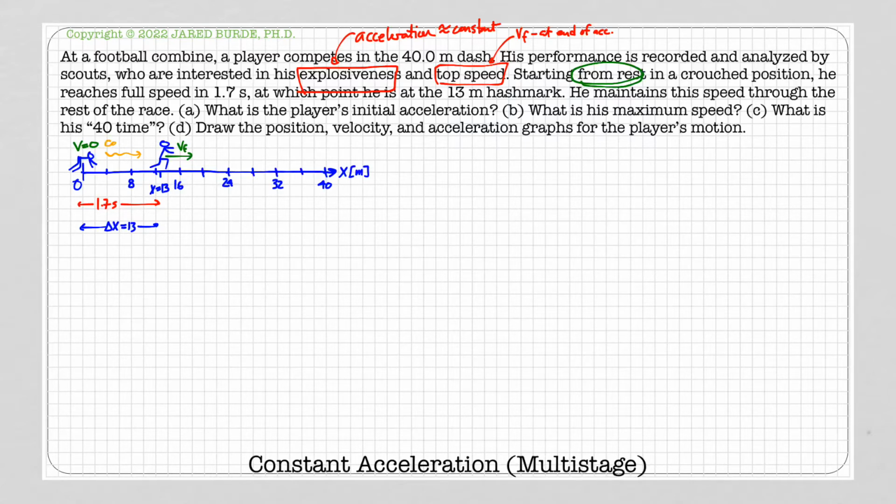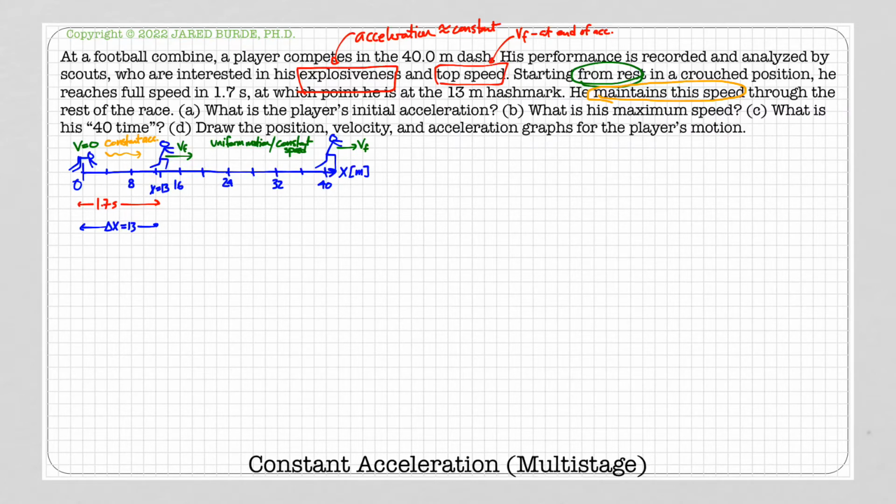We're going to assume a constant acceleration here. And then we're told that he maintains this speed. So if he maintains the speed, that means that we have uniform motion, or constant speed, during the rest of the race, which means that he would finish out the rest of the race at that same speed that he had at the beginning of this interval of uniform motion.